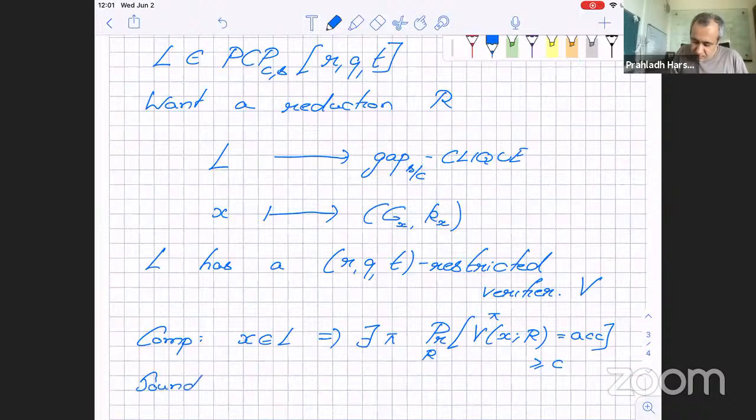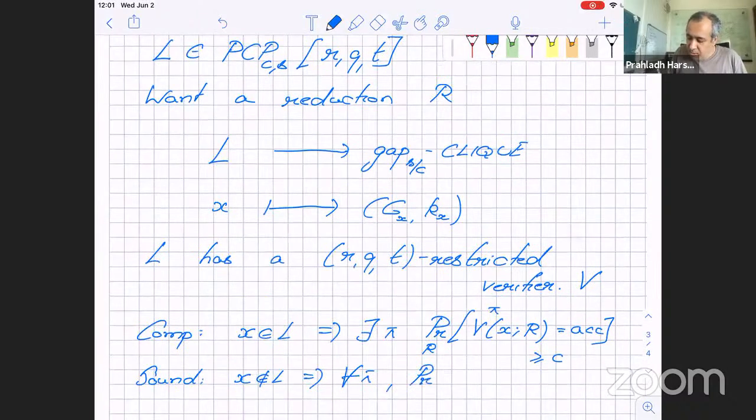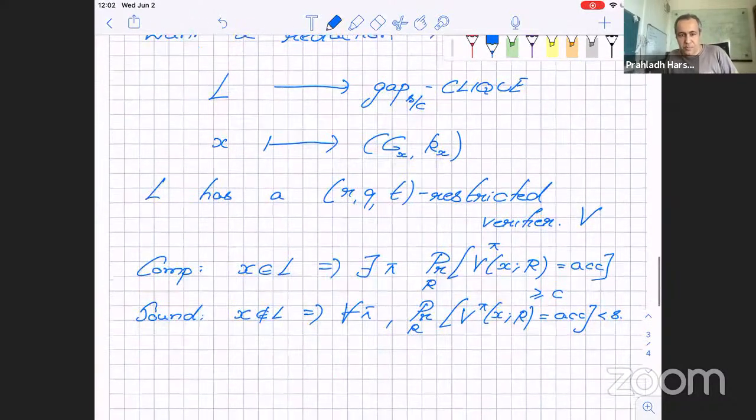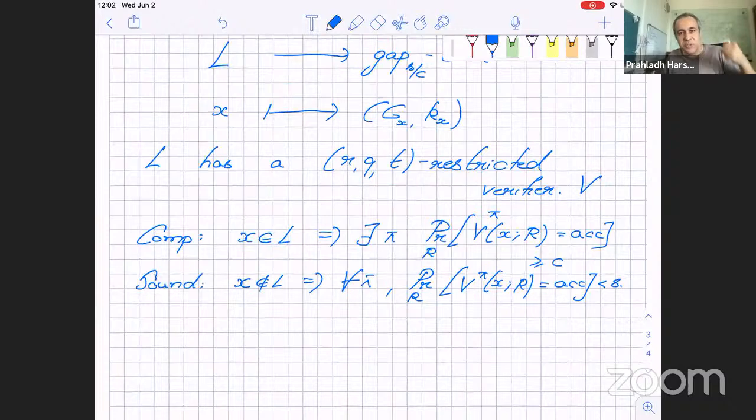And soundness says that if X is not in the language, then no matter which proof I feed this verifier, the probability that V pi X comma R equals accept is less than S. And we need to come up using this. All that we know is this, that L has such a restricted verifier with this property. From the belly of this verifier, I need to pull out the graph G. Okay.